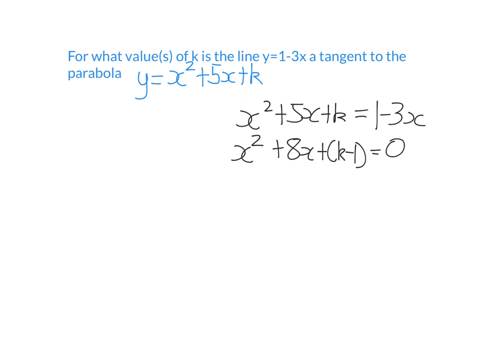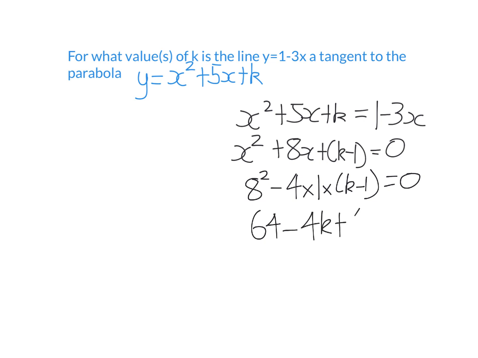And we know from previous videos it will have only one solution if b squared minus 4 times a times c is equal to 0. Remember, one solution to a quadratic means that the discriminant is equal to 0. So we get 64 minus 4k plus 4 is equal to 0. Solving this equation, we get k is equal to 17. So it turns out if k is 17, these two graphs will intersect at the point negative 4, 13. There will only be one point of intersection, so the line is a tangent.